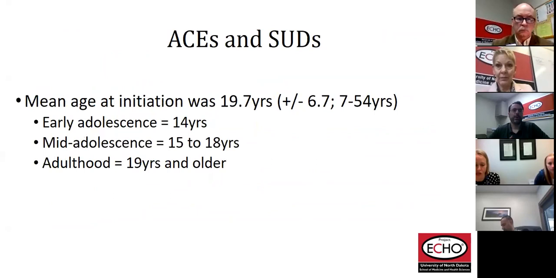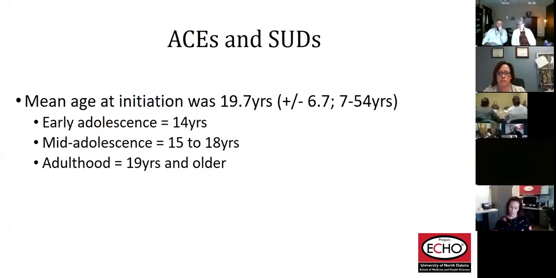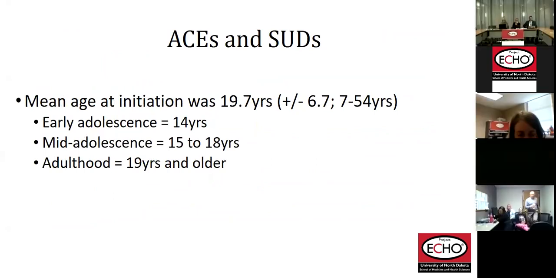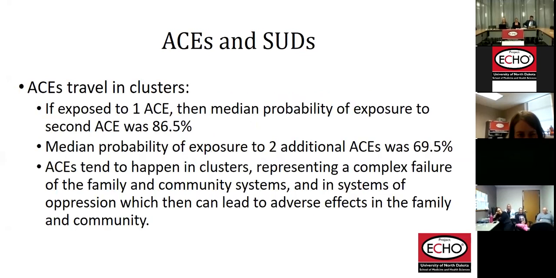And they also looked at it at different time periods. So not only, hey, because of ACEs, did you use drugs? How early did you start using? Early adolescence was considered 14. And you can see the other two by looking at the slide, but they had early adolescence, mid-adolescence, and adulthood. This is what they found.